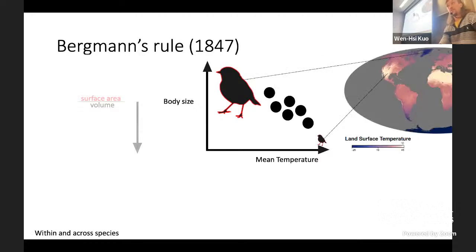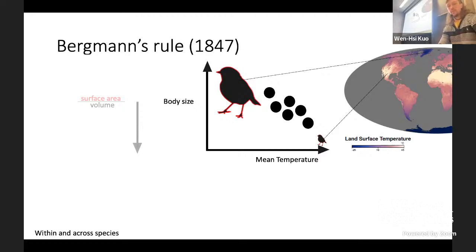And they should also be found in predictable parts of the planet, right? So places with cold temperatures should sport assemblages of animals that have large body sizes, presumably because the low surface area to volume ratios that they have helps them retain body heat. Conversely, warmer parts of the planet should be characterized by animals with smaller body size, presumably because the high ratio of surface area to volume that they have helps them dump excess heat when it gets too hot.